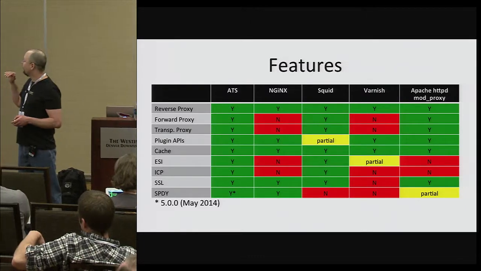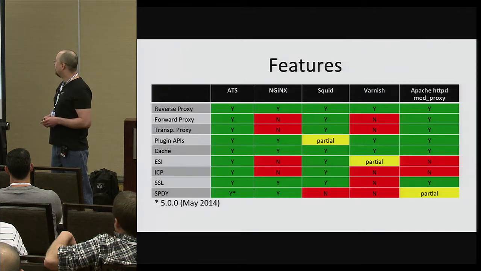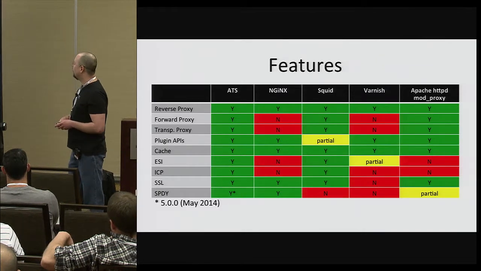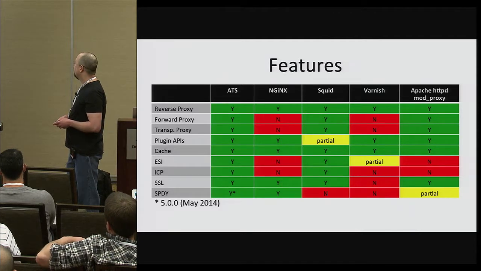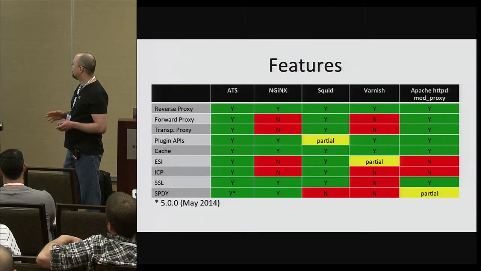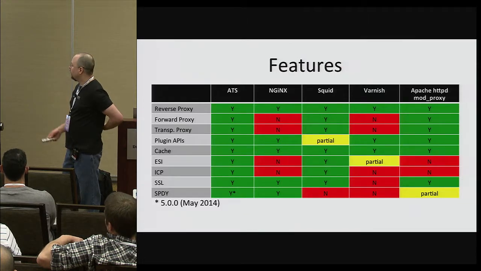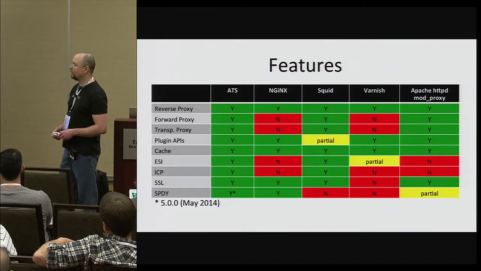So I was talking about reverse, forward and transparent proxy before. Nginx and Varnish don't do forward or transparent proxy. So if you need forward or transparent proxy, you're going to be looking at ATS, Squid or Apache HTTP. Most proxy servers support plugins. Squid partially does it. All the proxy servers here have cache. The implementations are quite different, and I'll be talking about the architecture in a little bit.